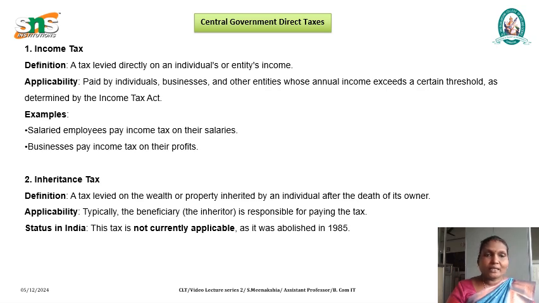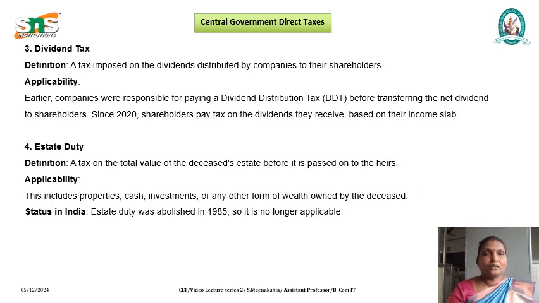Central government direct tax. Income tax is the first example. Any tax levied directly on an individual's income is called income tax. Inheritance tax is the second one. A tax levied on the wealth or the property inherited by an individual is called inheritance tax. This tax is not currently applicable as it was abolished in 1985. So this tax is not in reality.